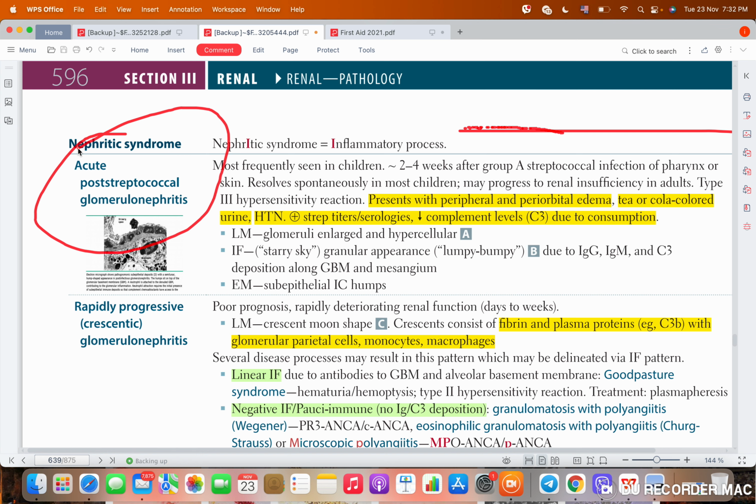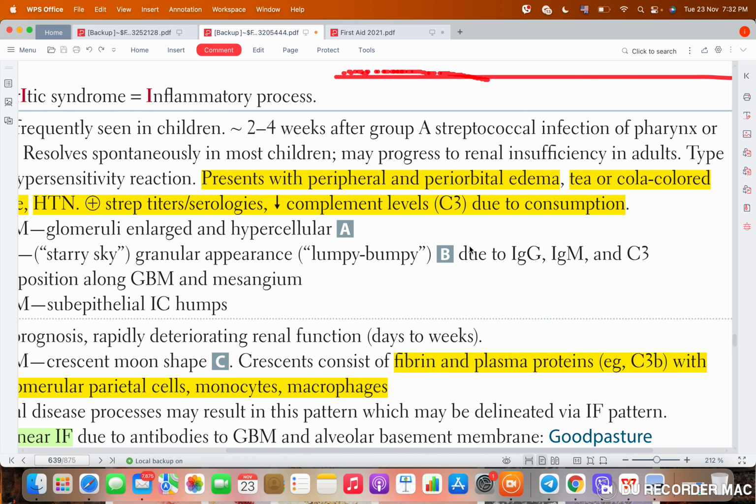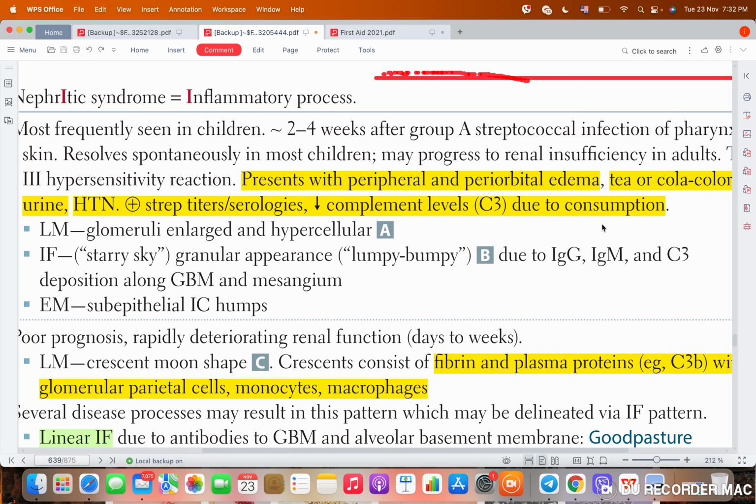Think about it. It's immune complex. Okay, granular, because it's immune complex. Okay, that's good. So now we can keep going. So if a status granular appearance, also called lumpy-bumpy, so that was quite lumpy-bumpy, going up and down.